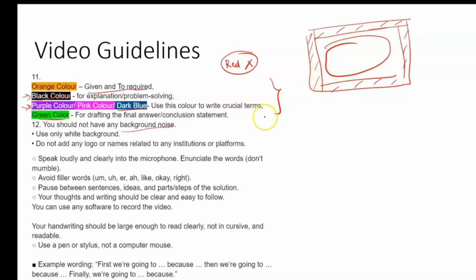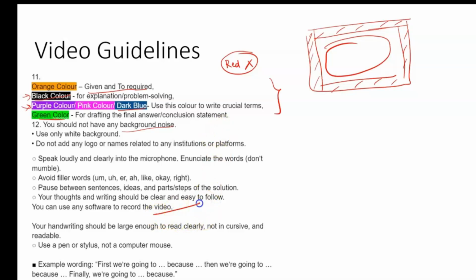You should speak loudly and clearly into the microphone. You shouldn't mumble, and you shouldn't use any filler words like okay, right, all those things are not to be used. A huge amount of pause shouldn't be there in sentences. Like if I am talking with you right now, I won't be saying "use only", then a blank silence, and then "white background". It should be consistent whenever you are speaking. Whatever you are speaking, just keep in mind that you will be saying this, and you will be continuing.